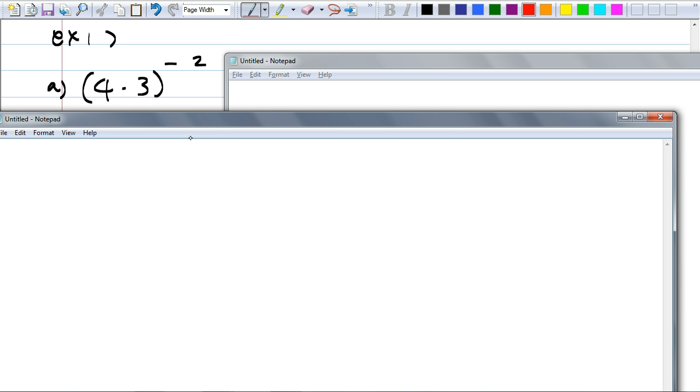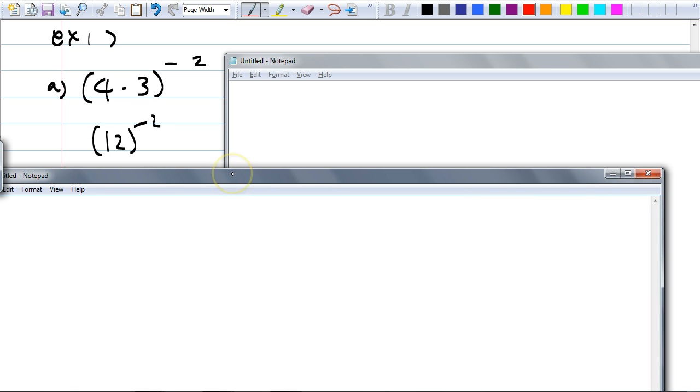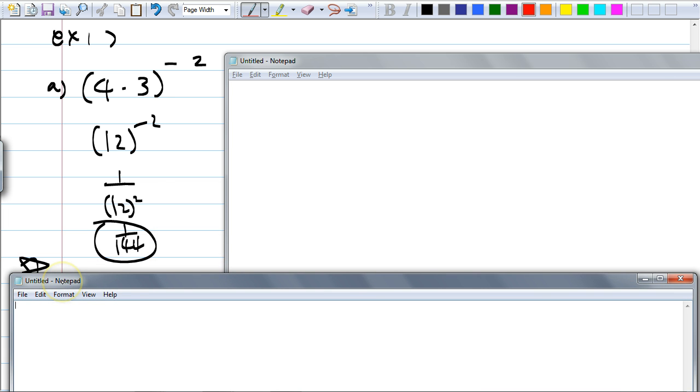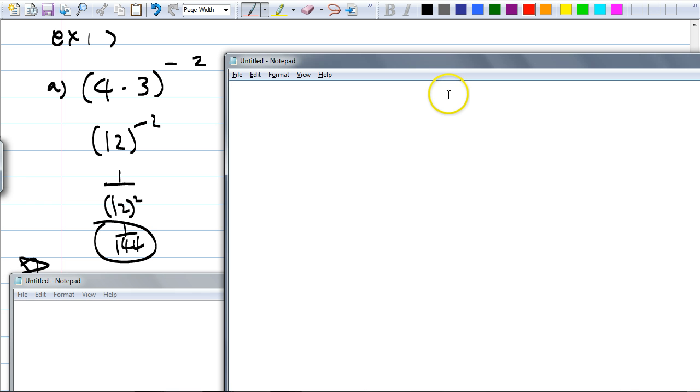What is 4 times 3, class? Is 4 times 3 7? So we get 12 to the negative 2 power. Then, of course, it is 1 over 12 to the second. You get 1 over 144. Easy enough?